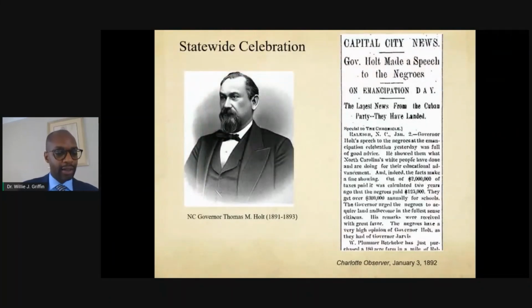The first statewide celebration in North Carolina was held in 1892, and it coincided with the rise of the populist movement that brought poor whites and African Americans together under one political party. Here you see the then governor of North Carolina, Thomas M. Holt. In the initial celebration, he wanted to highlight what the white population had done for African Americans' advancement, particularly in terms of providing education funding. And he encouraged African Americans to acquire land and to try to become, in the fullest sense, citizens.